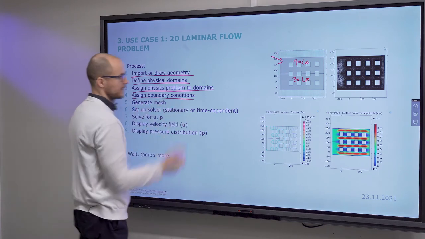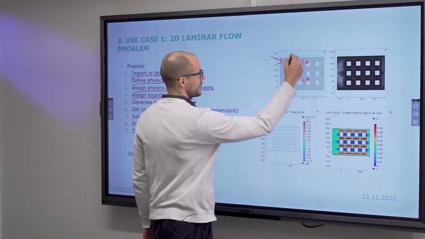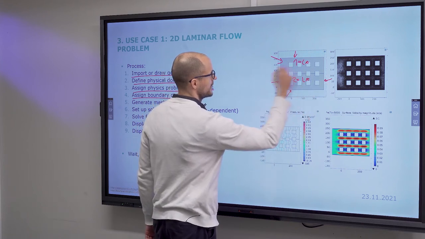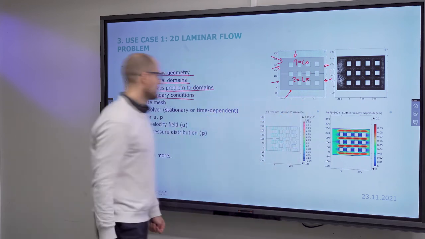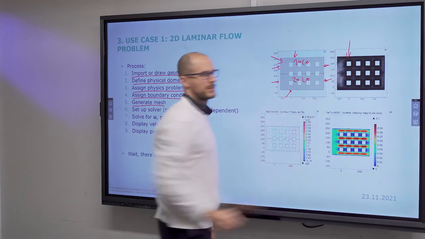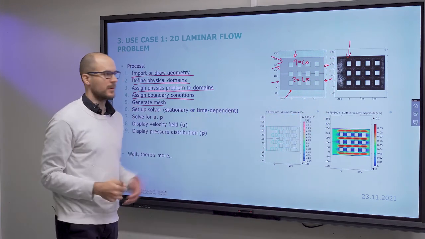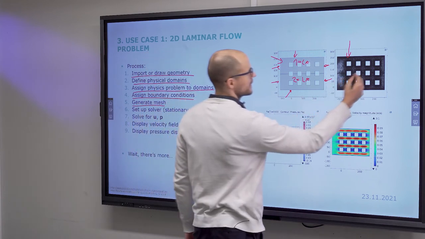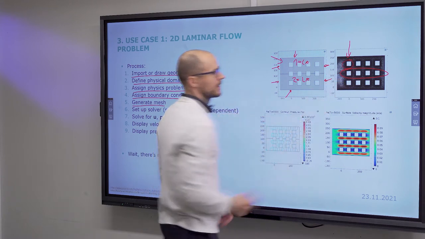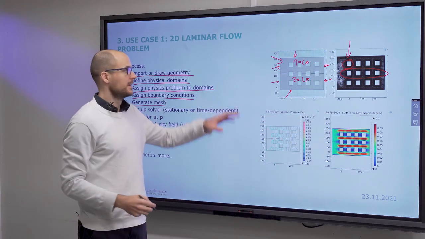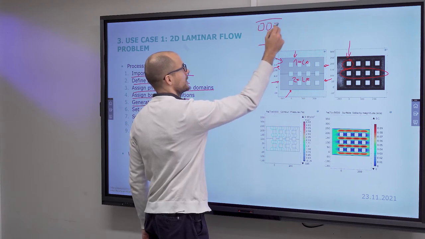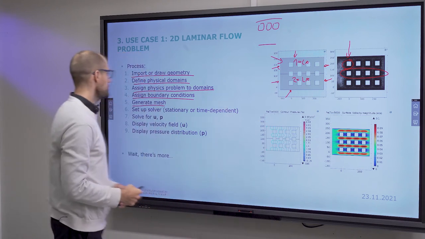Then you assign boundary conditions, zero flow, so no slip boundary. This one is an inlet, this one is an outlet. Inlet, outlet, and then you generate a mesh, which looks like this. It's pretty dense to account for the effects, and it is densest in the middle and around these micropillars. So what you see here is a channel with rectangular micropillars. This is also what you will work with in the lab.